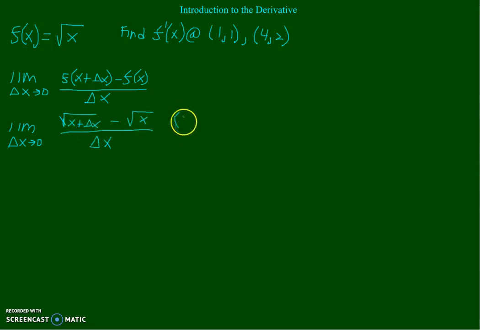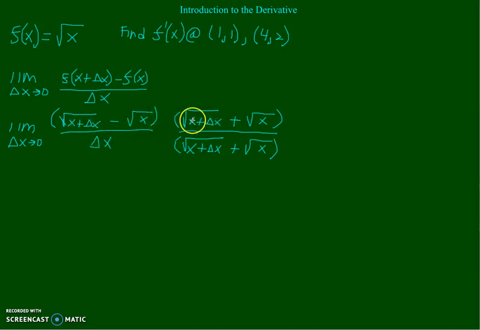So what we're going to do is multiply the numerator by the square root of x plus delta x plus the square root of x, divided by the same thing, the square root of x plus delta x plus the square root of x. And when we multiply these out, hopefully that'll get rid of this problem in the denominator. So let's begin. We're actually going to multiply this quantity by that quantity.